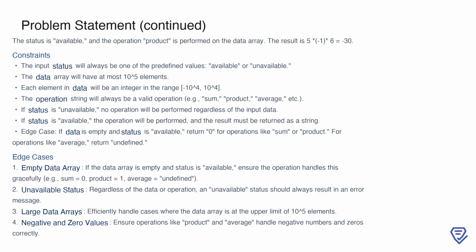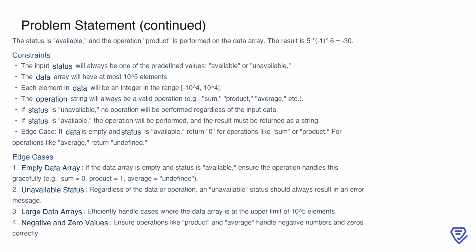Moving on to the constraints, the status input will always be either available or unavailable, ensuring no unexpected values. The data array can contain up to 100,000 elements, with each value ranging between minus 10,000 and 10,000. Additionally, the operation will always be valid, like sum, product, or average.